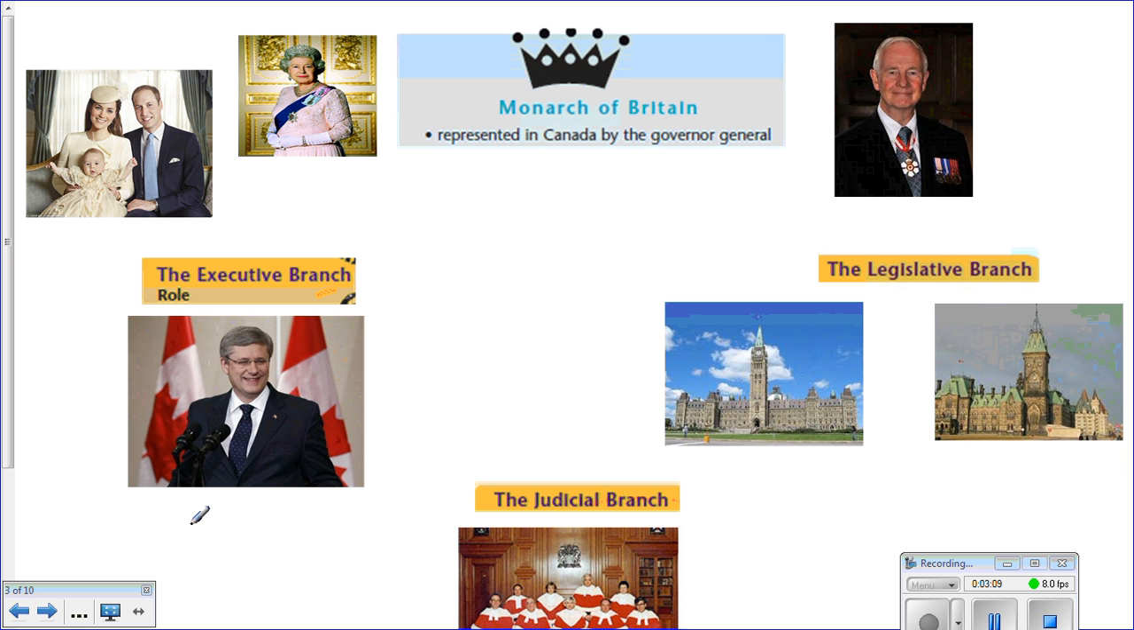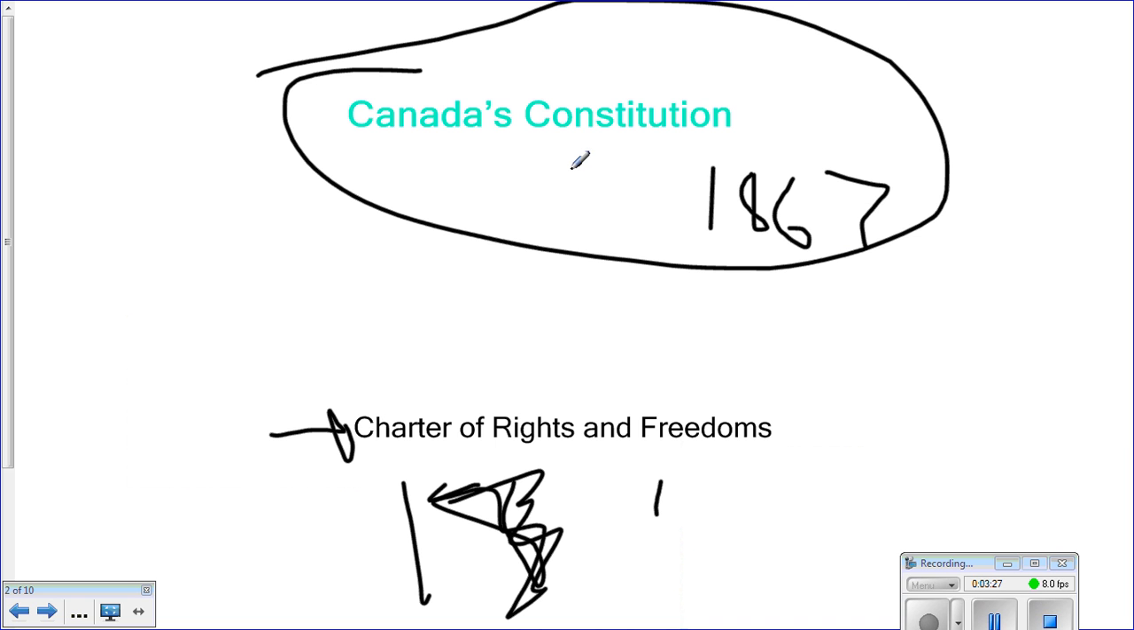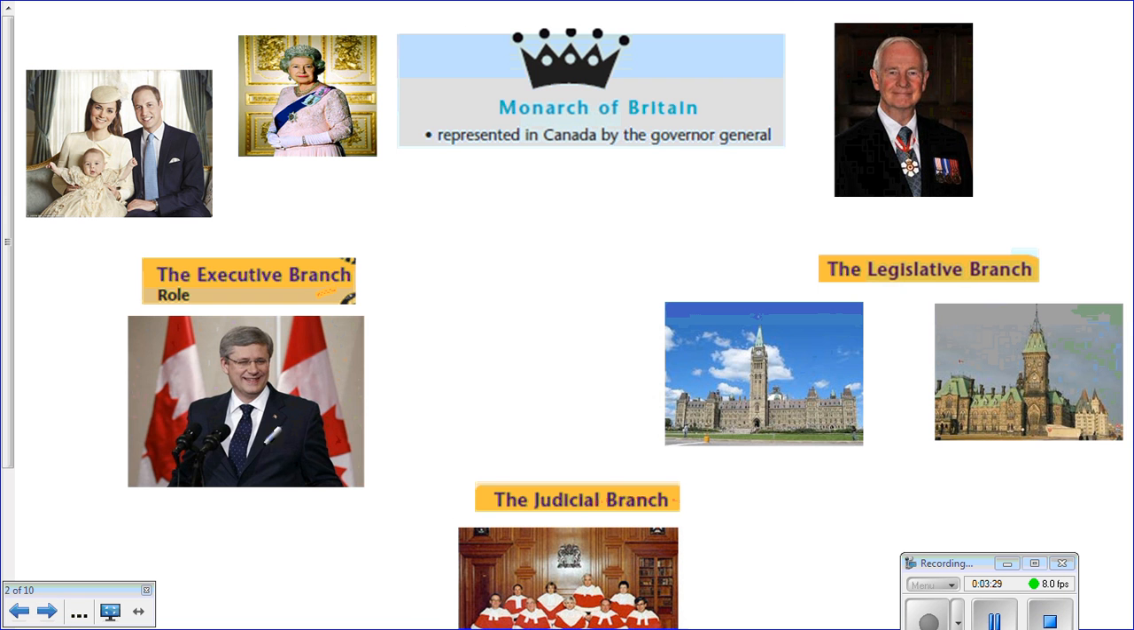The second part, this is the overview of Canada's political system. So at the very top is the monarch of Britain, or the crown. The monarch of Britain, right here, is the head of Canada, and that was, of course, Queen Elizabeth over here.